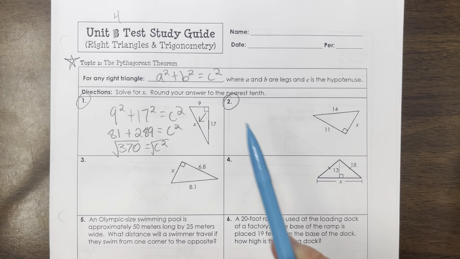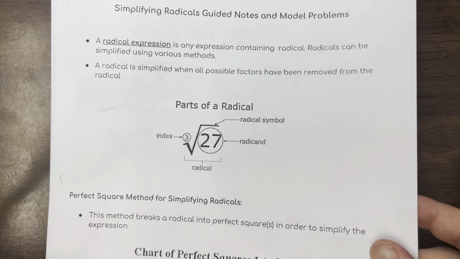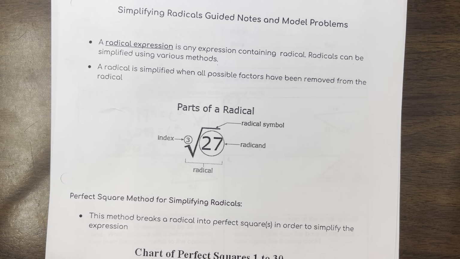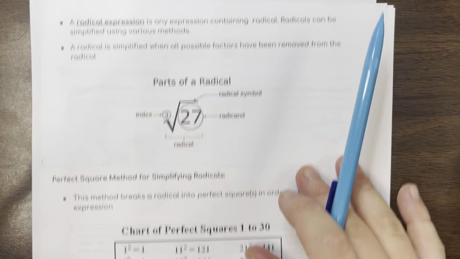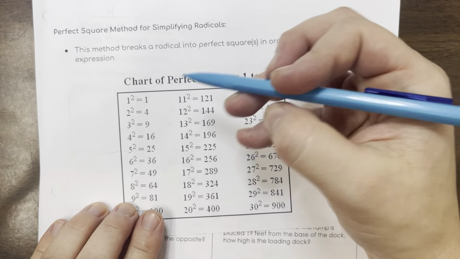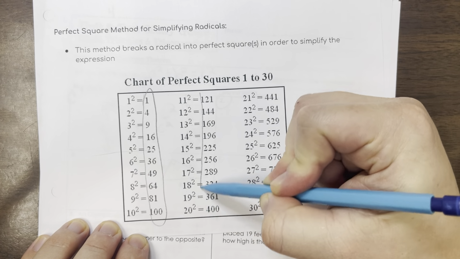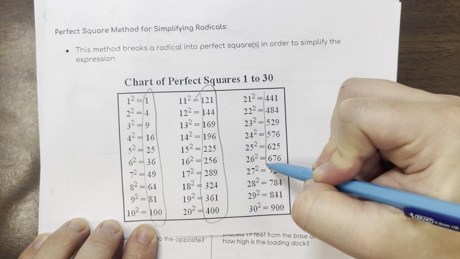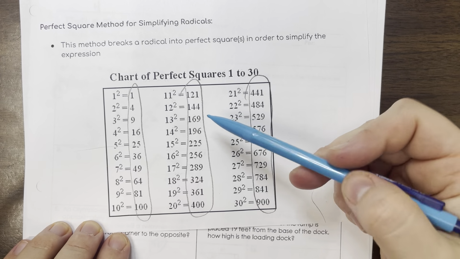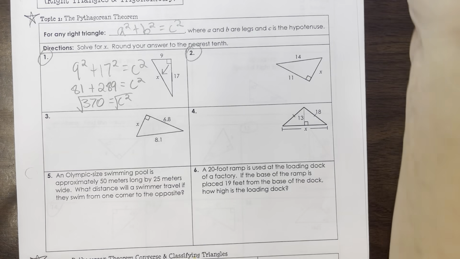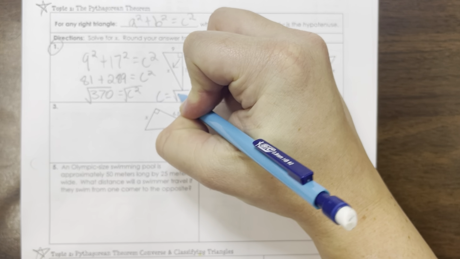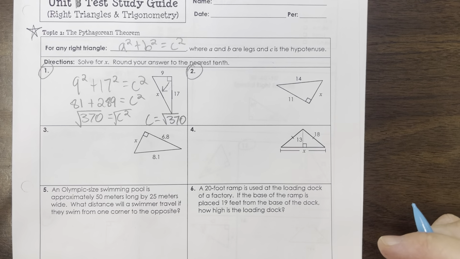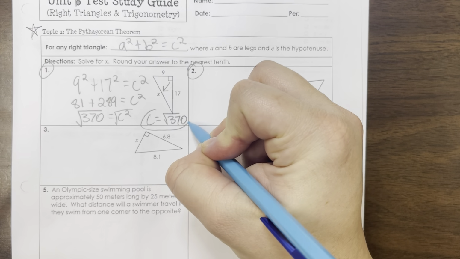Now, one thing we did after our Pythagorean theorem problems is we talked about simplifying radicals. So instead of getting a decimal approximation, we want to check to see if we can simplify the number under the square root by using our perfect squares. So these numbers here are all of our perfect squares for numbers 1 through 30. Okay, so we want to see if any of these numbers can go into 370. And actually, none of them can. So unfortunately, we're going to have to leave this answer just as the square root of 370 because we can't simplify it any further.